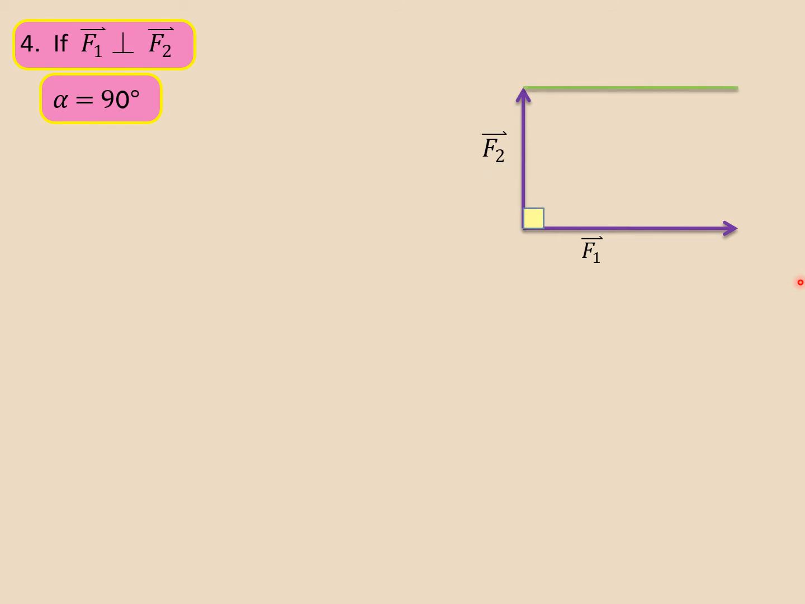The next one: if F1 and F2 are perpendicular, alpha equals 90. Looking at the figure, F1 and F2 with the angle alpha equal to 90 degrees. By completing your parallelogram, you will find it will be a rectangle.